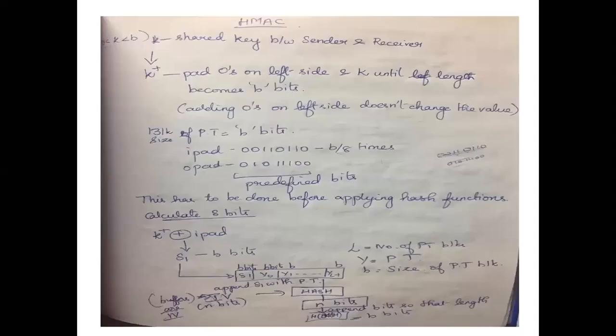If you want to achieve both together, if you want to generate hash functions and at the same time use the key also to generate the hash, then we can go for HMAC. Are you clear what I'm telling? So the key K is shared between the sender and receiver. Now this key K, we are going to make it K plus. K plus is nothing but padding zeros on the left side. Why are you padding zeros on the left side? It will not change the value.